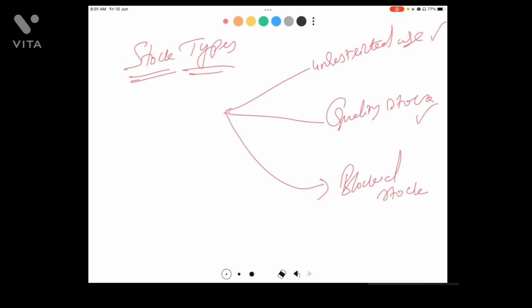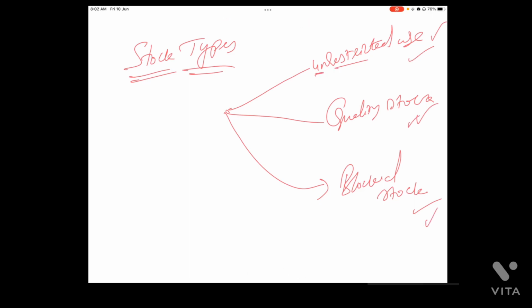Unrestricted use, quality stock, and block stock. What is the difference between these three? Unrestricted, quality, and block. I think you know most of these things. I hope you know these different types of stocks. But the meaning here is that unrestricted means there is no restriction to use this stock.